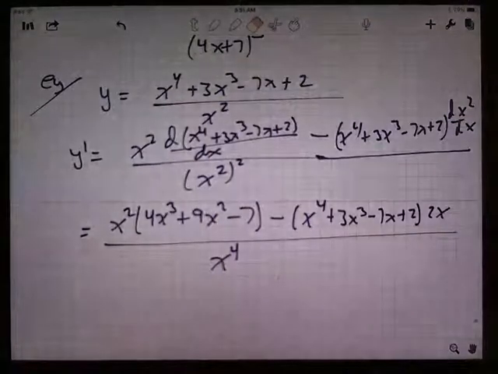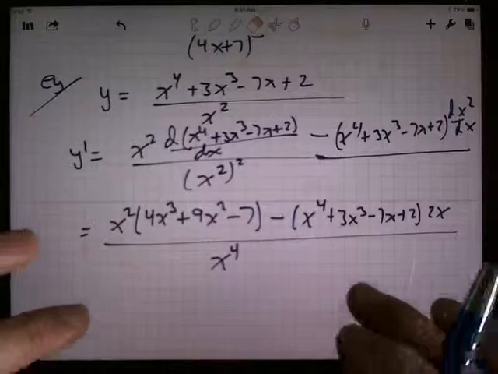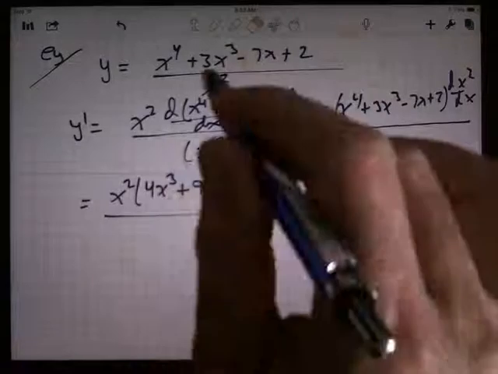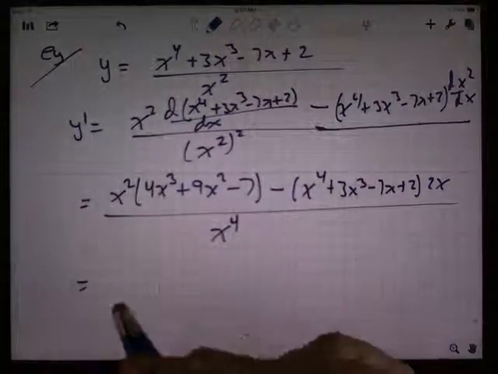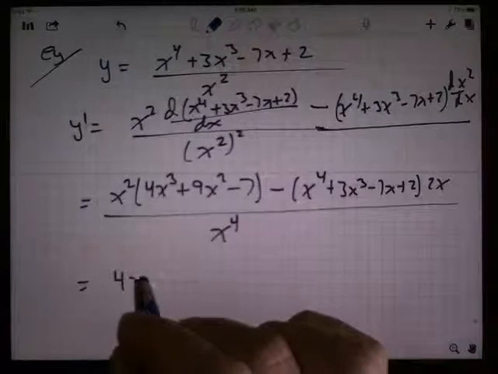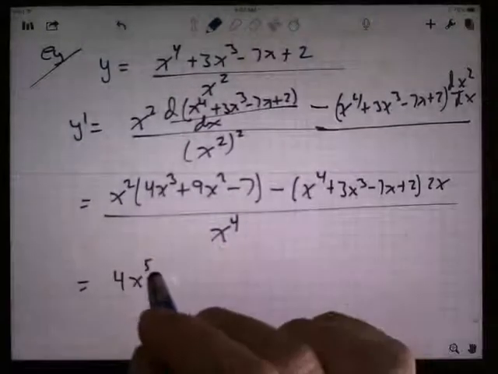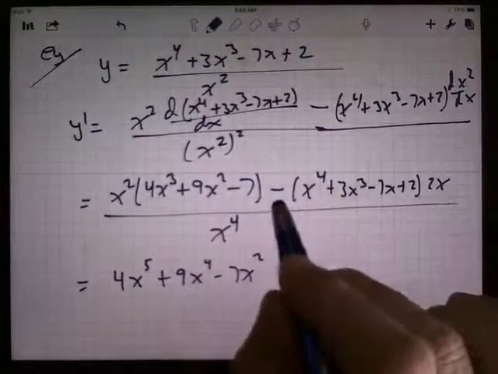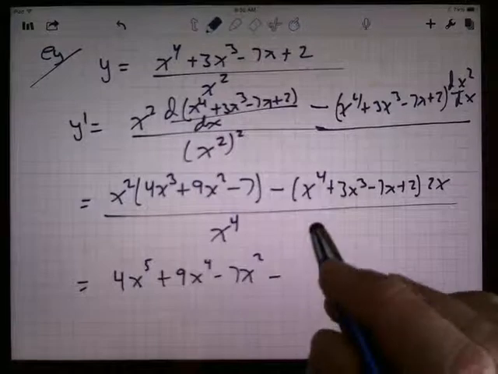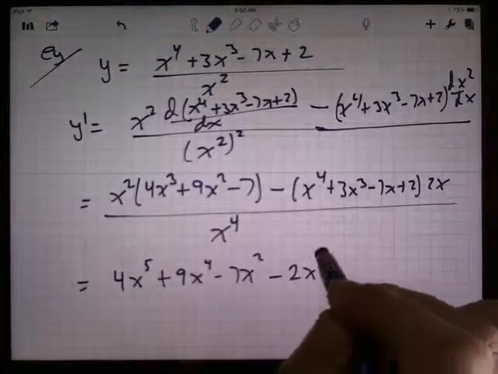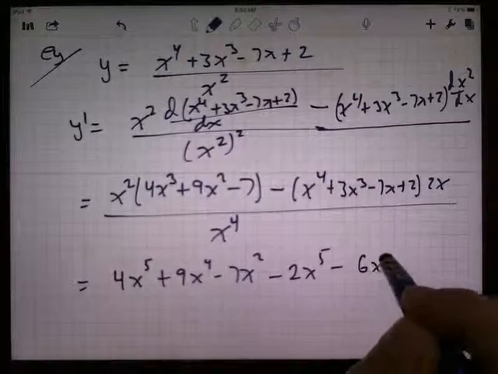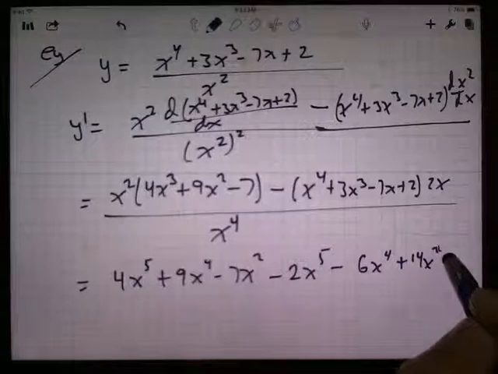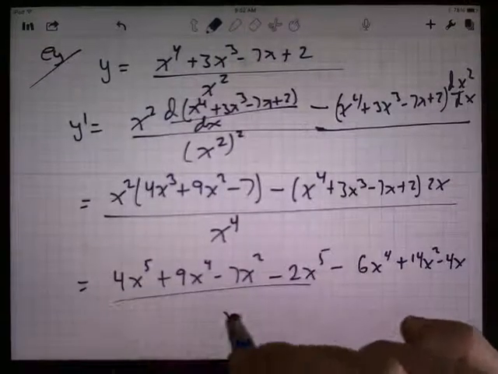Now, at this point, we've taken the derivative. Anything else we might want to do is just algebra. But I do want to do it. How much time? Lots of time. So I've got 4x to the fifth. I'm just distributing now. Plus 9x to the fourth minus 7x squared. I'll distribute the negative 2x in here. So negative 2x to the fifth minus 6x to the fourth. The negative negative becomes plus 14x squared. And then a minus 4x. This is all over x to the 4.